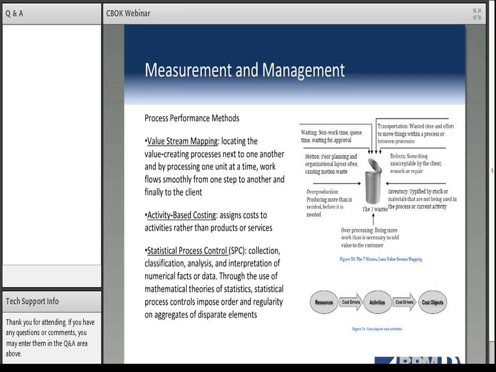Okay, excellent. And it looks like there's one more question around the balanced scorecard. For the sake of time, I'd be happy to take that one offline. If you want to send me an email, I'm happy to answer the question around the BSC and the value of it.